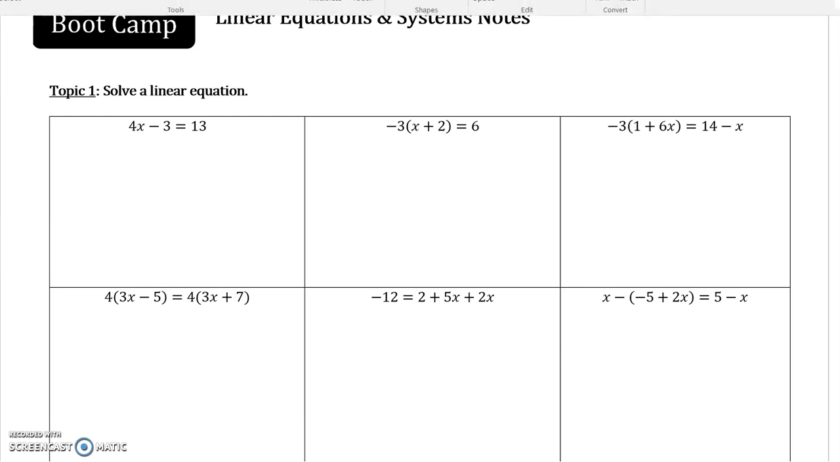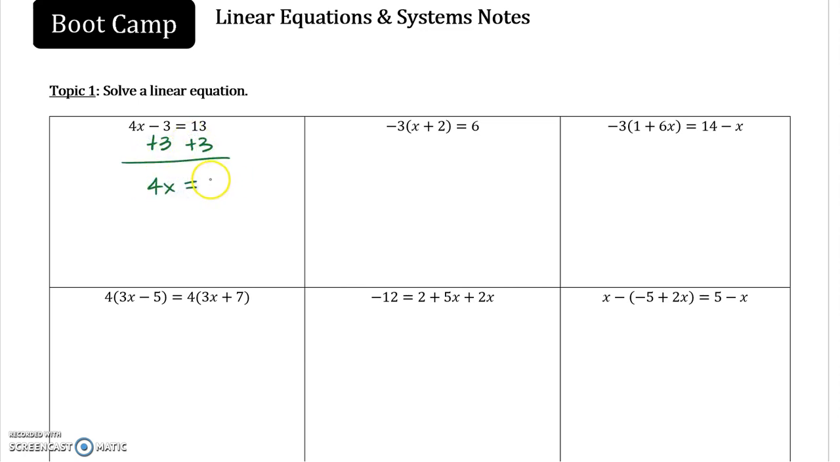Whenever we're solving a basic linear equation, all we want to do is get x by itself. You do that by first moving any addition or subtraction. So here I would add 3. The 3's cancel from here, and 13 plus 3 is 16. Then I divide to undo the multiplication, so x would equal 4.